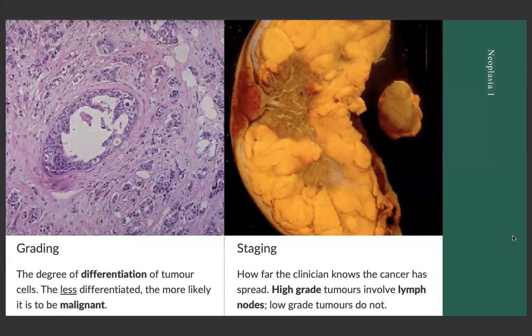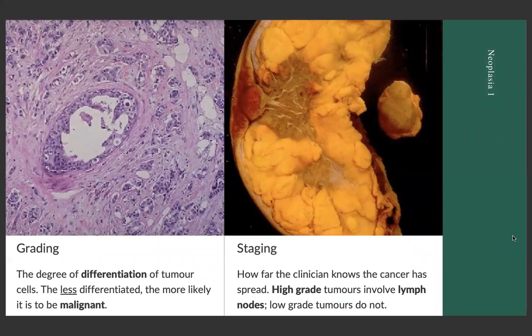So now let's go back. Now that we understand that, what's the difference between grading and staging? Grading is the degree of differentiation of tumor cells. So what does that mean? When we're looking at tumor grading, you're looking at it histologically.